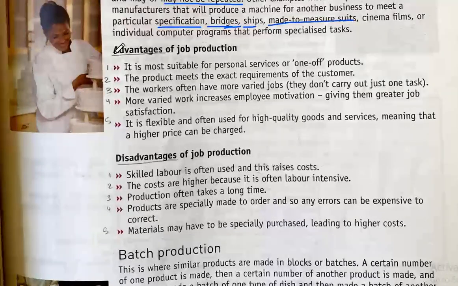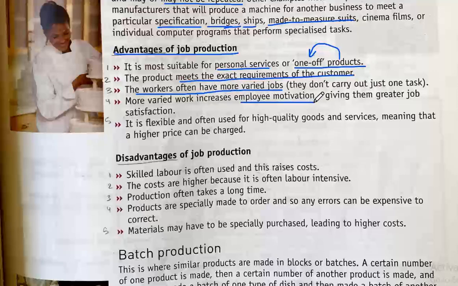So what are the advantages of job production? It is most suitable for personal services or one-off products that are made once. They will not be repeated. The product meets the exact requirement of the customer because I'm only producing the good based on his orders, based on his directions. And the workers often have more varied jobs. They do not carry out just one job. In job production, the workers can do different tasks, not only one task. More varied work increases employees' motivation, giving them greater job satisfaction.